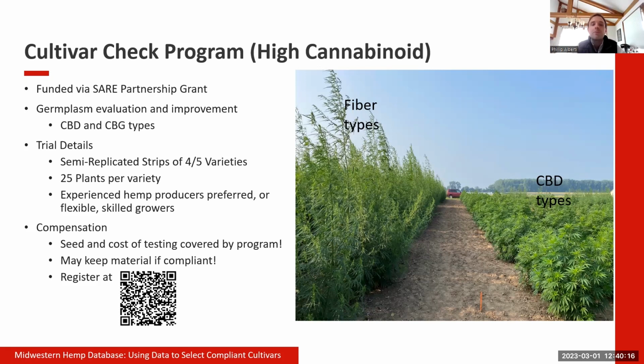We send the seed, we pay for the cost of testing, we pay for the cost of shipping. It does not replace compliance testing through your state agencies, but it's a great way to trial new varieties before taking them on at scale on your farm. So if you're looking to get involved or interested, want to know more, please contact me. I'd be happy to talk to you more about this.